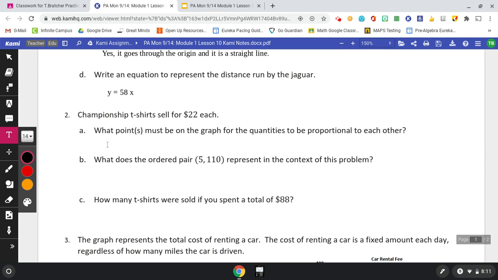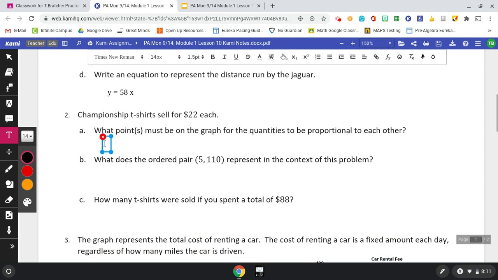So we talked about this in our Google Slides. The first point we want is the origin, which is the point (0, 0). And we also want the unit rate, which is wherever our x value is 1. Our unit rate number would be the y value.